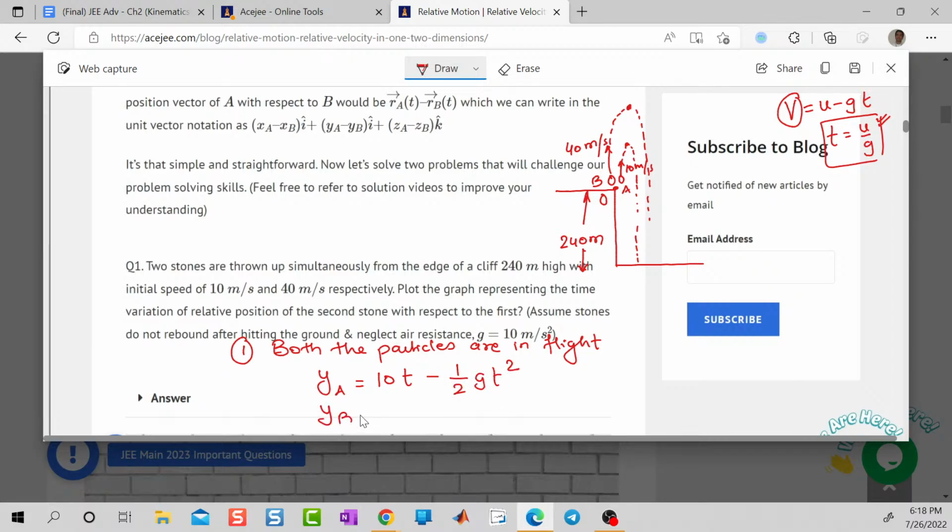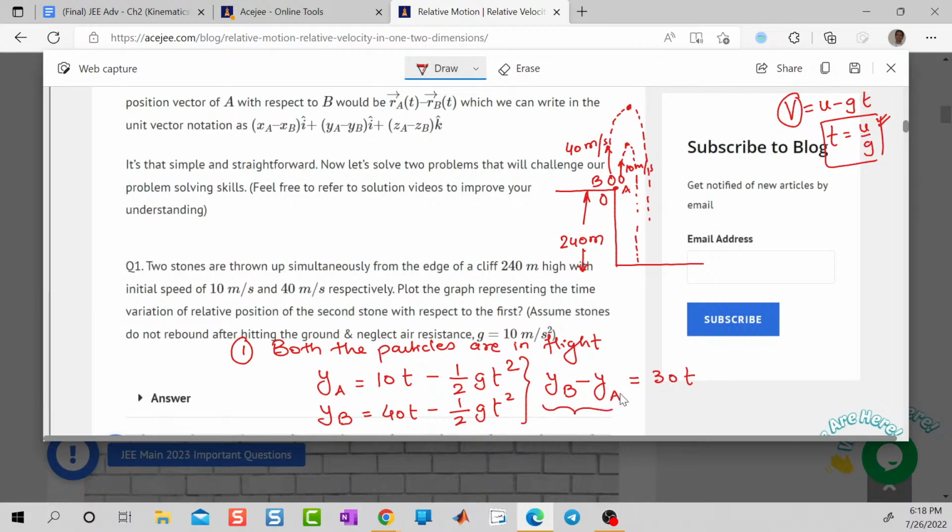And what is YB? YB will be 40t minus half gt square. So if you would try and find the position of B with respect to A, YB minus YA, right? So in general, if you want to find out the relative position of, let's say, Chavi, your relative position with respect to Ruchika's, it'll be your position minus the position of Ruchika, right? So just follow that logic. So YB minus YA, what will that give us? That'll give us 30t.